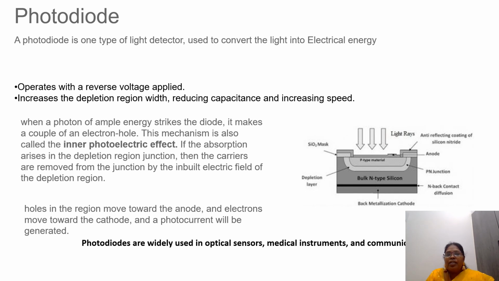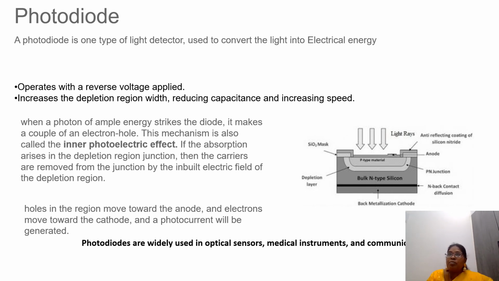Whenever light rays fall on the diode, it produces an electron-hole pair. That means inside you get the photoelectric effect. The light rays which are absorbed will be directed into the depletion junction, and these carriers are removed from the junction by the inbuilt electric field of the depletion region. So the holes go to the P region and the electrons to the N region, forming the electron-hole pair, and the same process you have seen.